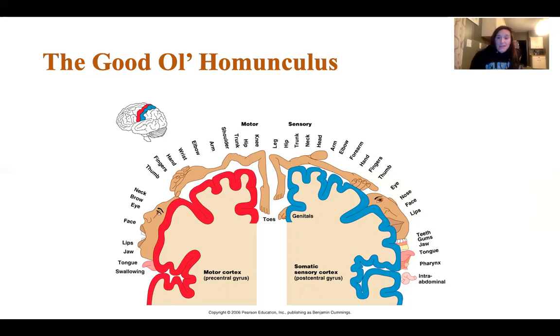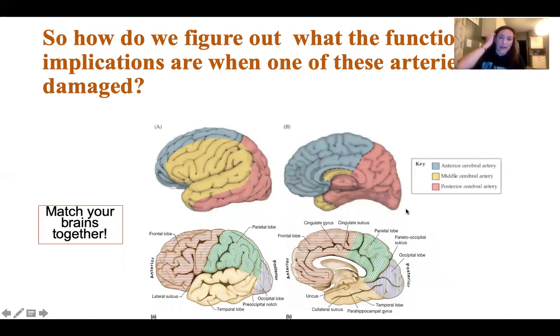But you got to know the homunculus. You got to know that medially in our motor and our sensory strip in the middle of our brain, that is our lower extremity. You got to know as you move more laterally, you're making your way up to your upper extremity and your face. You got to know this stuff forward and back.